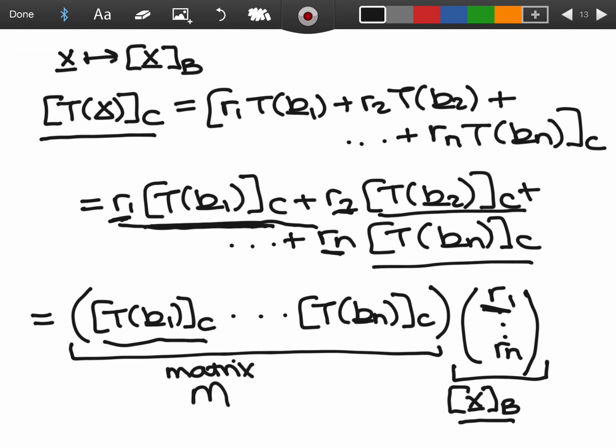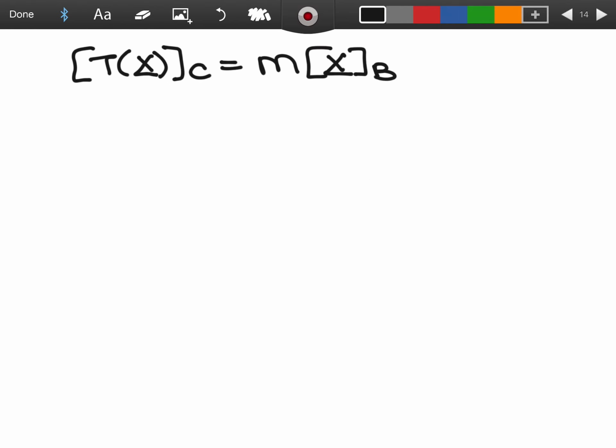And that matrix M is just where I have taken each of my coordinate vectors in B, so the basis for the vector space that I start in, the basis for that domain vector space, okay? I'm going to take each of its basis vectors, map them into W and then find its C coordinates in W. And that matrix that I get will transform the B coordinates of x to the C coordinates of the image of x.